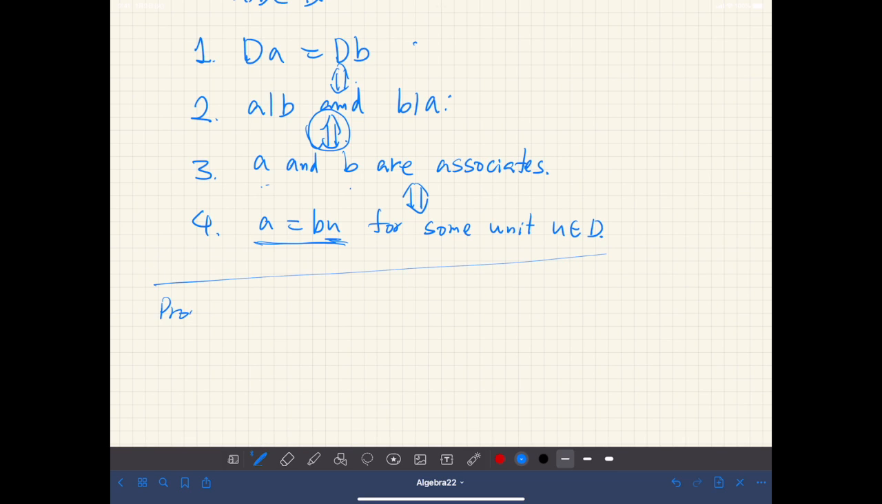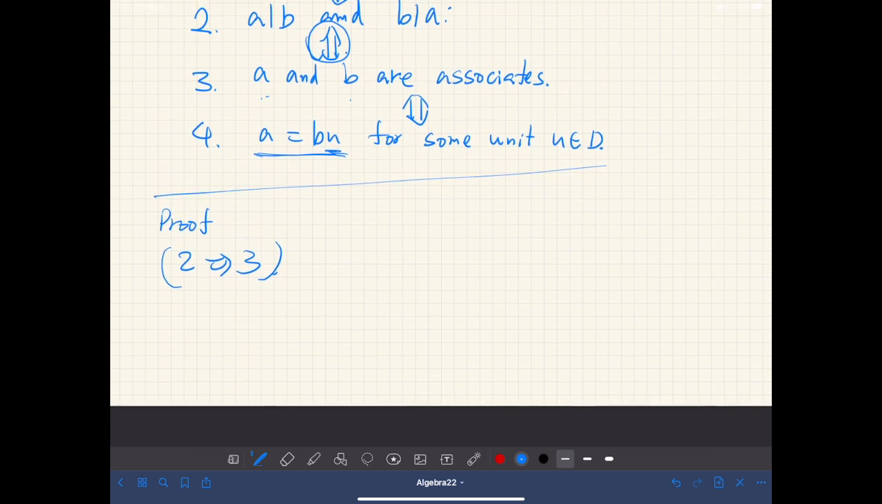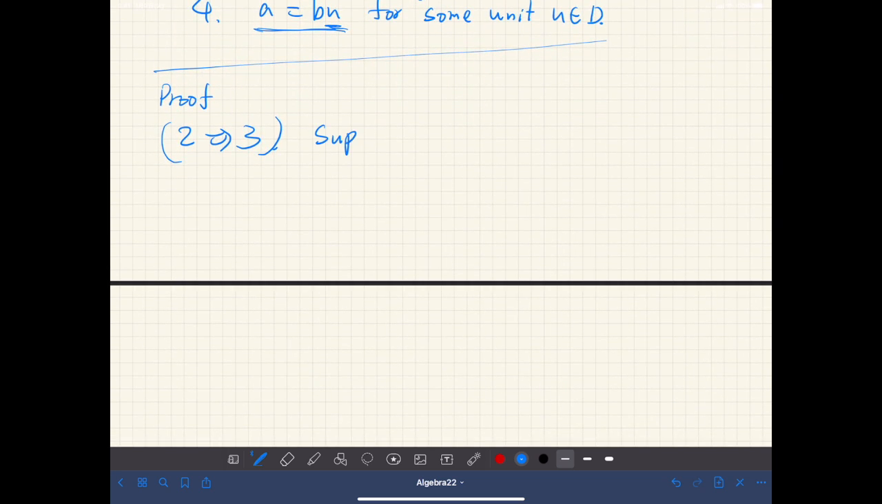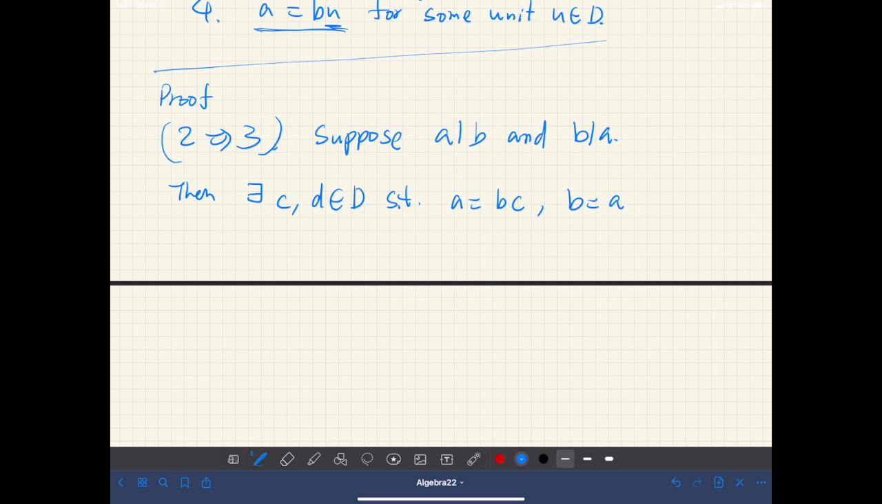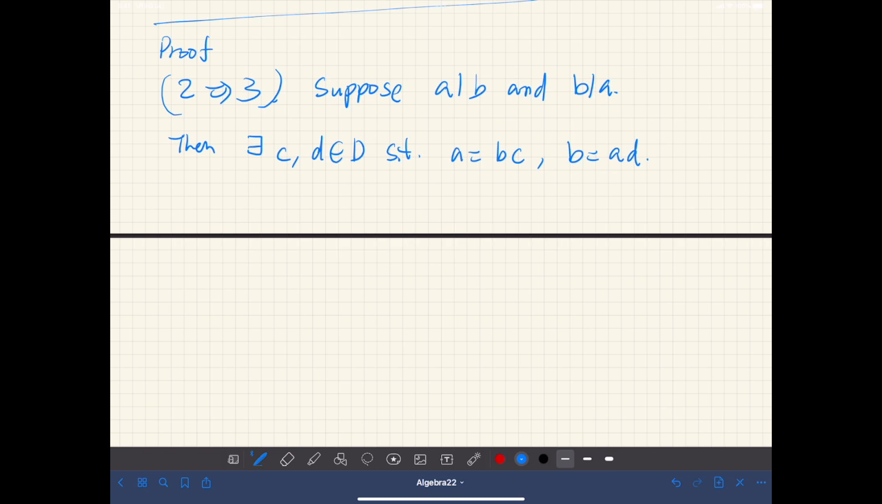Okay, so let's prove if 2 is true, then 3 is true. Suppose A divides B and B divides A. Then there exist some elements C and D in the integral domain such that A is equal to BC and B is equal to AD. Okay, then let's see what we want to see.